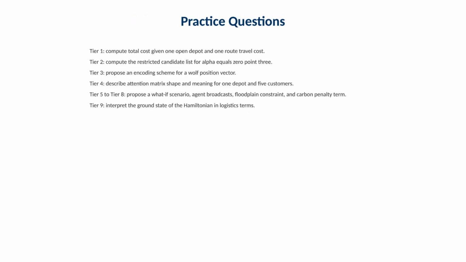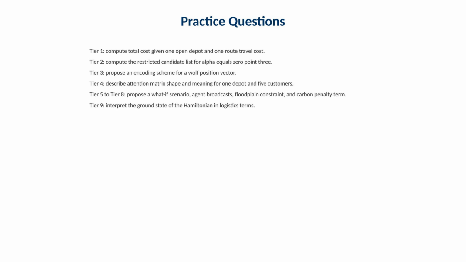These practice questions help you test understanding across tiers. Start with Tier 1 by computing total cost for a given depot and route plan. Then work through heuristic and meta-heuristic thinking by forming restricted candidate lists and proposing an encoding for the gray wolf optimizer. Finally, connect modern methods by interpreting attention matrices, digital twin scenarios, and the meaning of a ground state solution in quantum formulations.